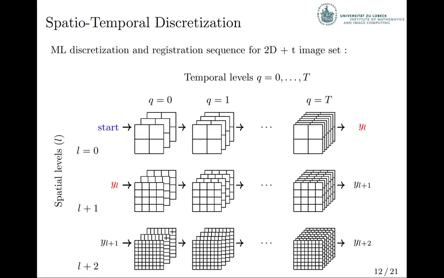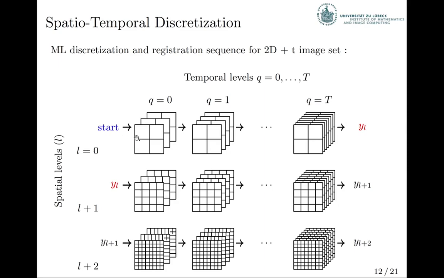How we start is, as you go from top to bottom, the spatial discretization is increasing. We start with the 2x2 image, then we go to the 4x4 image, and then the 8x8 image. From left to right, we define our temporal discretization. That means we start the registration with 3 images, then we go to 4 images, and likewise we increase the number of images in each discretization level. The arrow indicates the sequence of registration.